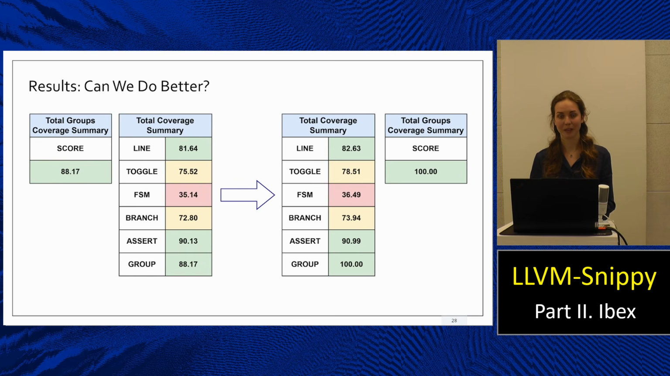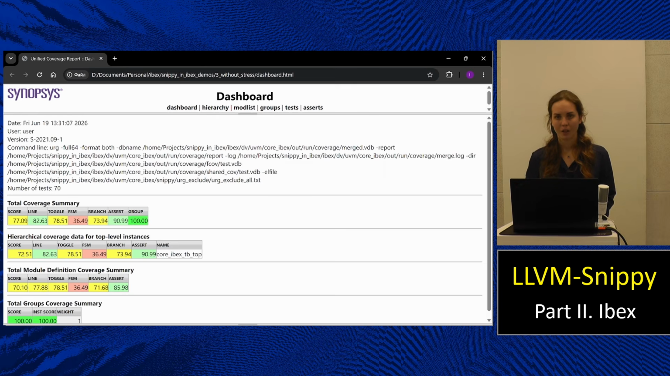But can we do better? Let's open the report and see what else can be improved. On the dashboard, you can see that group coverage is 100. Functional cover groups are closed, but toggle coverage is still around 78%, and branch coverage around 74%. So now we don't need to target a specific functional bin. We need to understand which RTL bits still don't switch actively enough and which code branches are not taken.